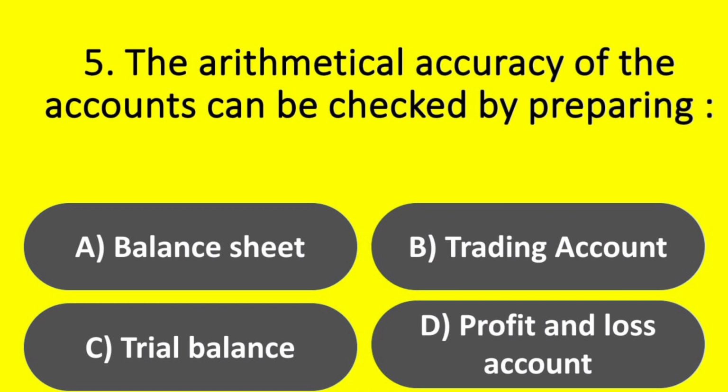The arithmetical accuracy of the accounts can be checked by preparing options A, balance sheet, option B, trading account, option C, trial balance, option D, profit and loss account. Answer option C, trial balance.